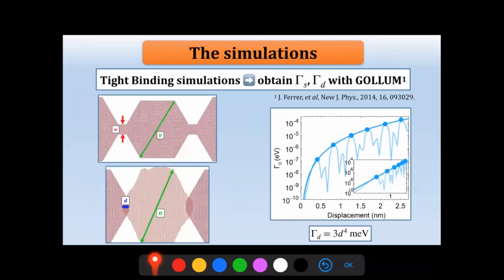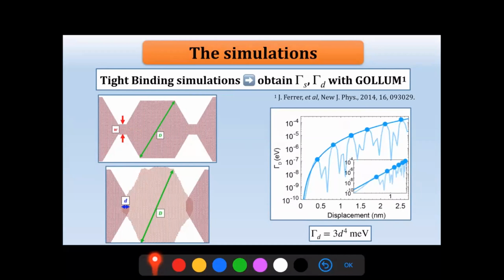Okay, to know if all this is true, we have to put some numbers. For this, we perform tight-binding simulations with graphene and obtain the transmission coefficients, and from them the gammas of different devices with the transport code GOLLUM. We simulate islands with regular or irregular shapes and with a similar size to that proposed by experiments, and connected through a neck to the electrodes of a given width, or overlapping the leads a given distance d.